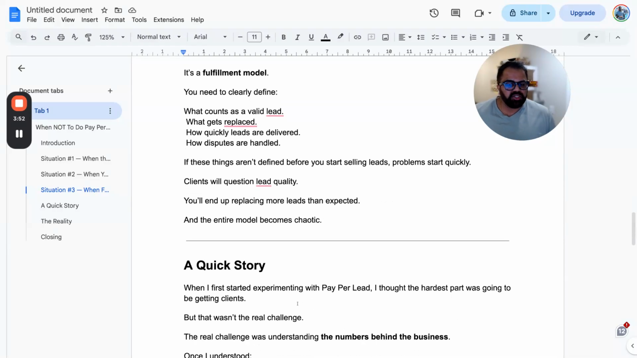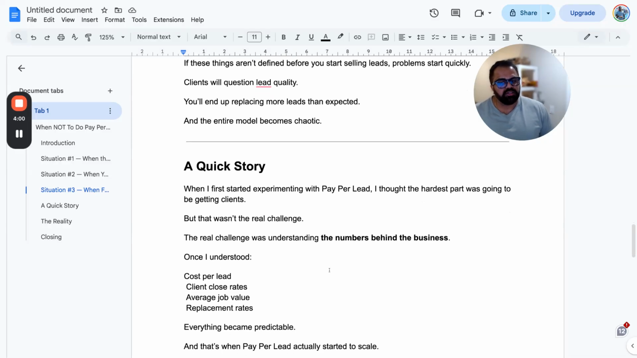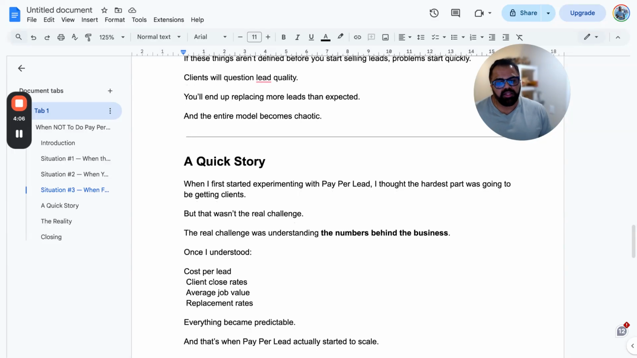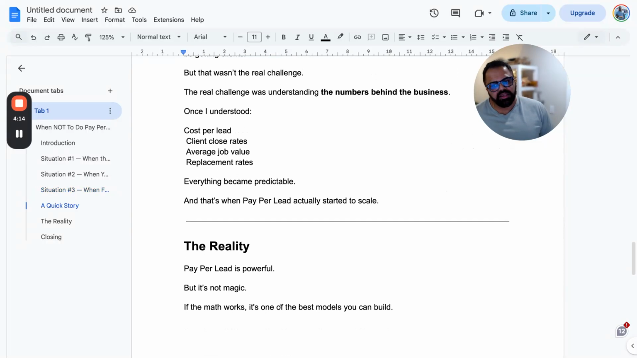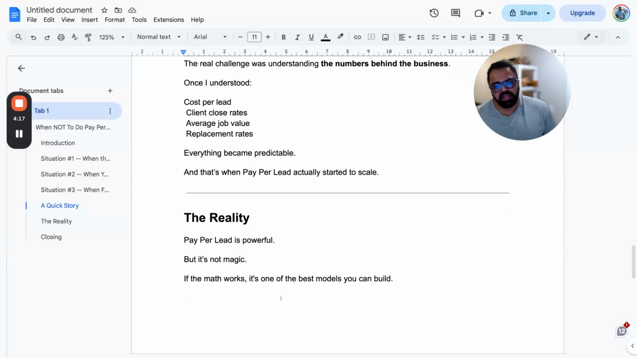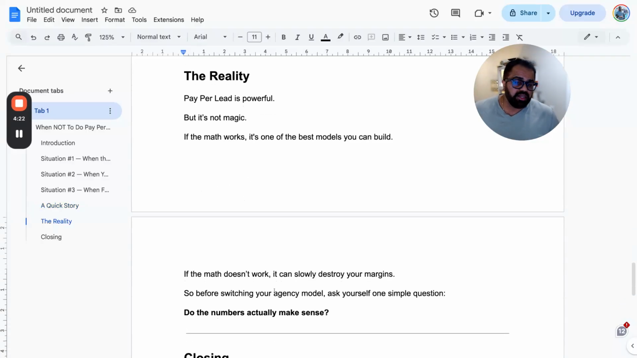A quick story: when I started experimenting with paper lead, I thought the hardest part was going to be getting client leads, but that wasn't the real challenge. The real challenge was understanding the numbers behind the business. Once I understood the cost per lead, client close rates, average job value, and replacement rates, everything became predictable, and that's when paper lead started to scale. So the reality is, paper lead is powerful, but it's not magic. If the math works, it's one of the best models you can build. If the math doesn't work, it can literally destroy your margins. So before switching your agency model, ask yourself a simple question: do these numbers actually make sense?